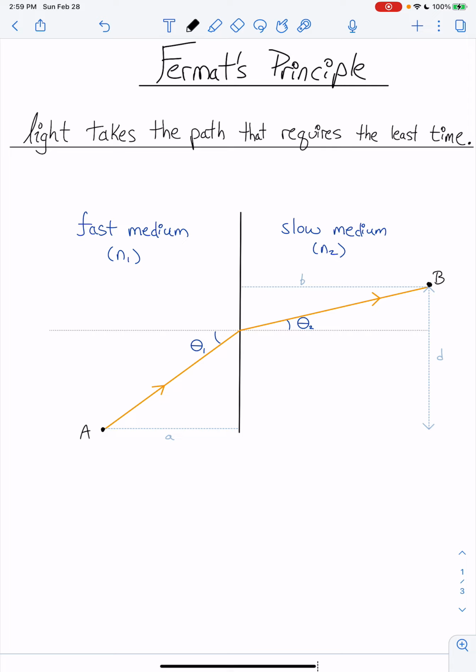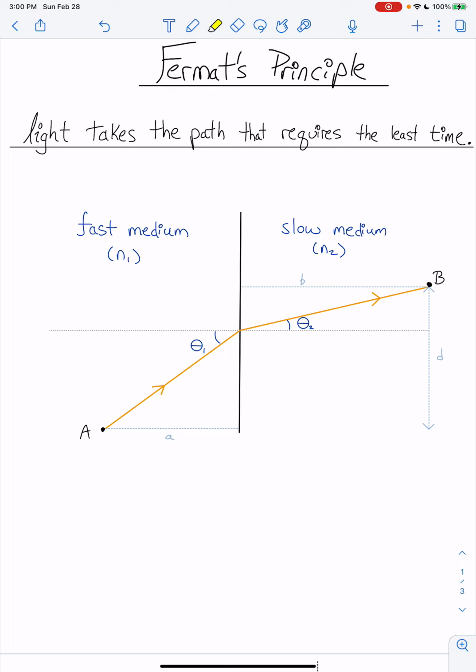What I've drawn out here is the general case where we examine refraction. In this case, we're going to move from a fast medium on the left-hand side into a slower medium on the right-hand side, which means we're going from a less dense to a more dense medium. This could be air to water or some other material. What we're looking at is light going from point A, which is here, to point B over there. It's going to follow this path we know, and let's look at how we figure that out.